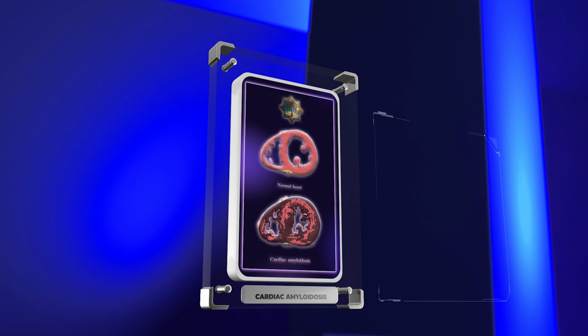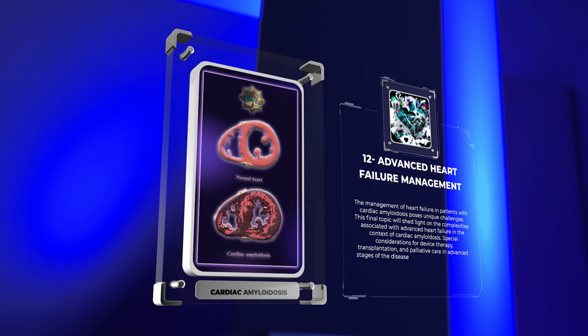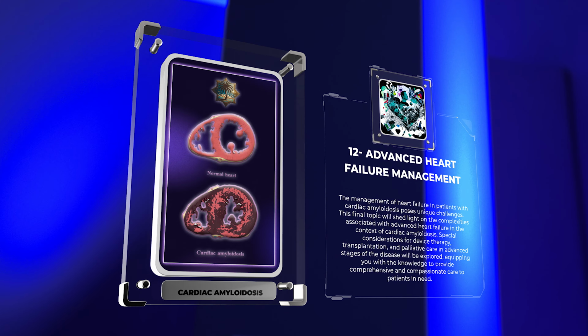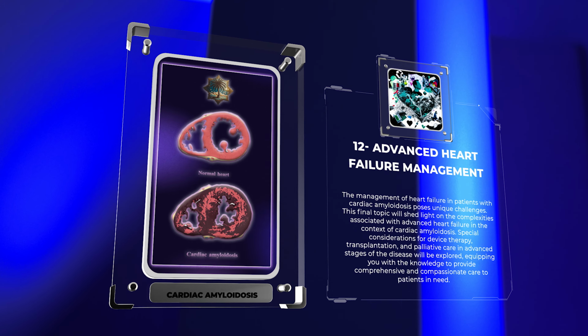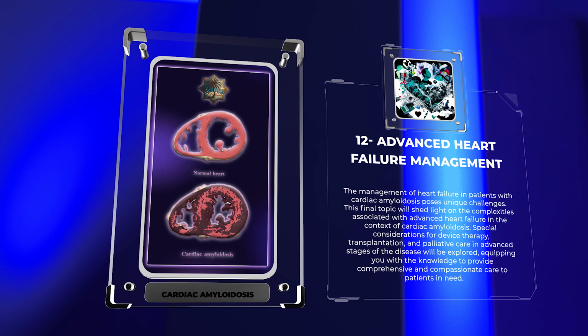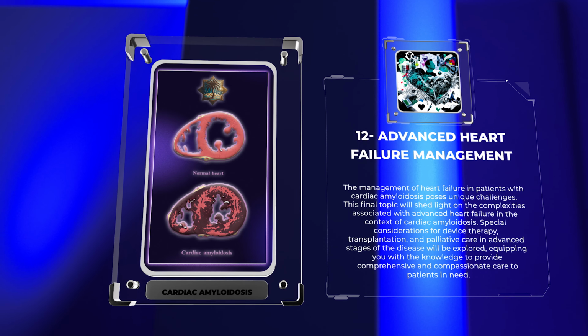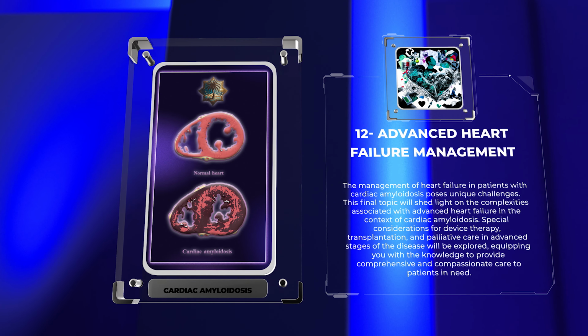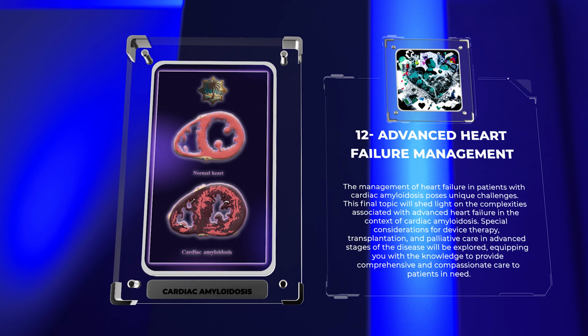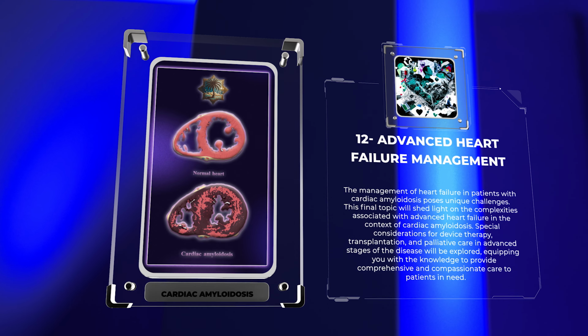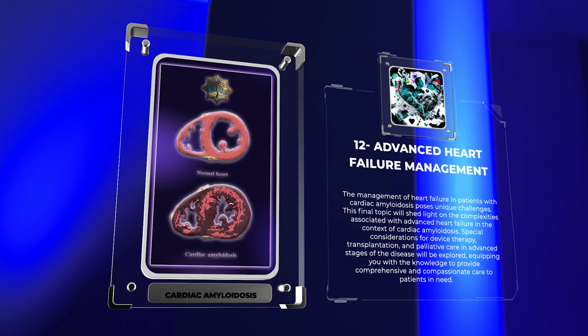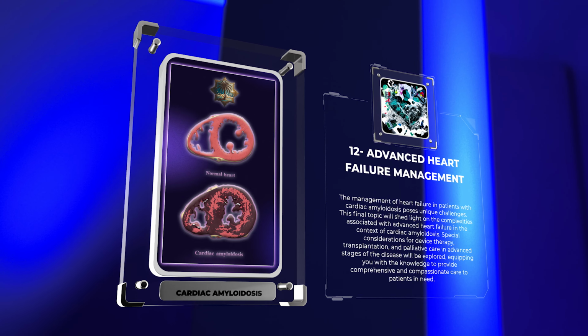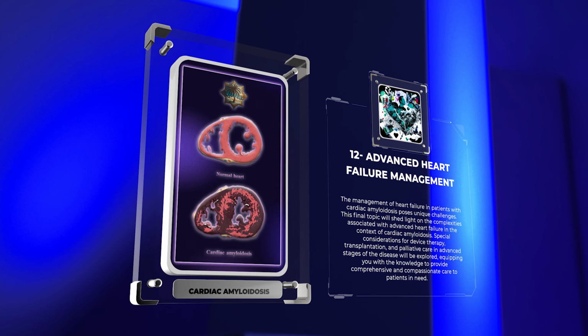The management of heart failure in patients with cardiac amyloidosis poses unique challenges. This final topic will shed light on the complexities associated with advanced heart failure in the context of cardiac amyloidosis. Special considerations for device therapy, transplantation, and palliative care in advanced stages of the disease will be explored, equipping you with the knowledge to provide comprehensive and compassionate care to patients in need.